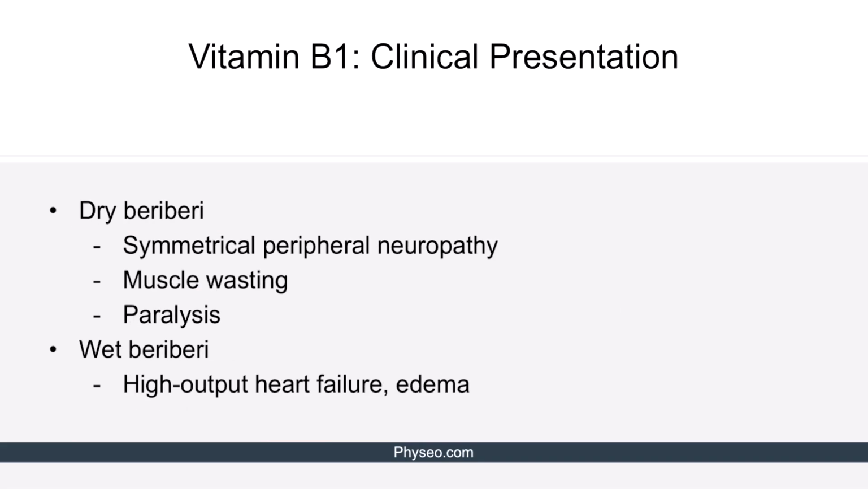Other conditions caused by vitamin B1 deficiency are dry and wet beriberi. Dry beriberi presents with symmetrical peripheral neuropathy accompanied by sensory and motor impairments. It may also present with muscle wasting and paralysis. Wet beriberi, in contrast, presents with peripheral vasodilation and a high cardiac output state. As the disease progresses, the heart goes into remodeling, leading to a high output heart failure and edema.